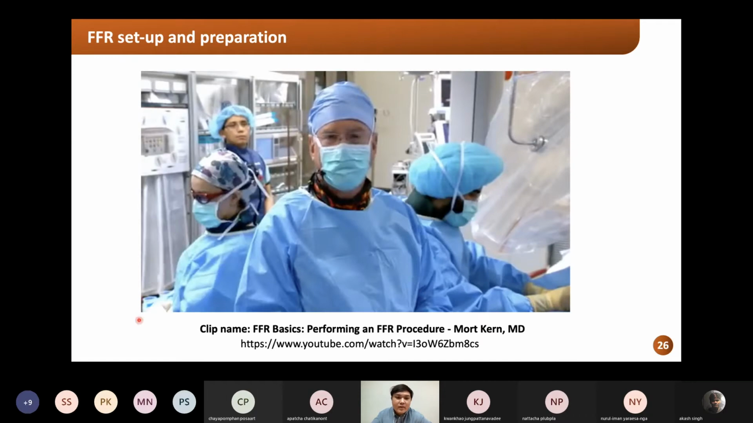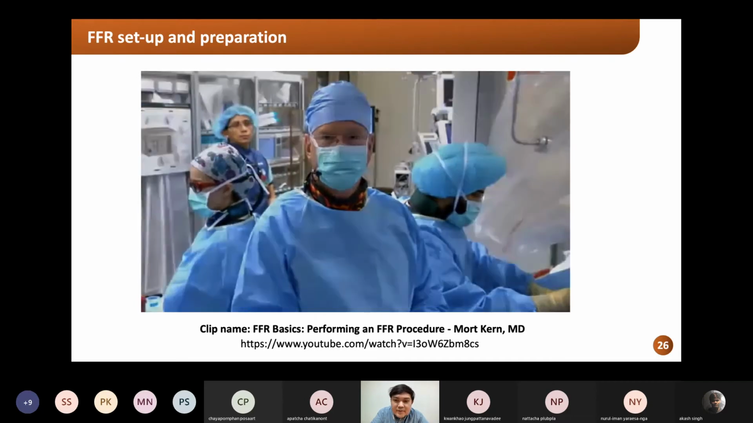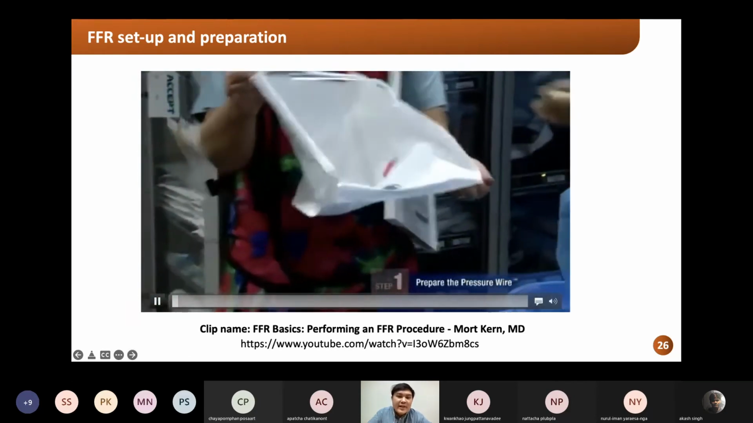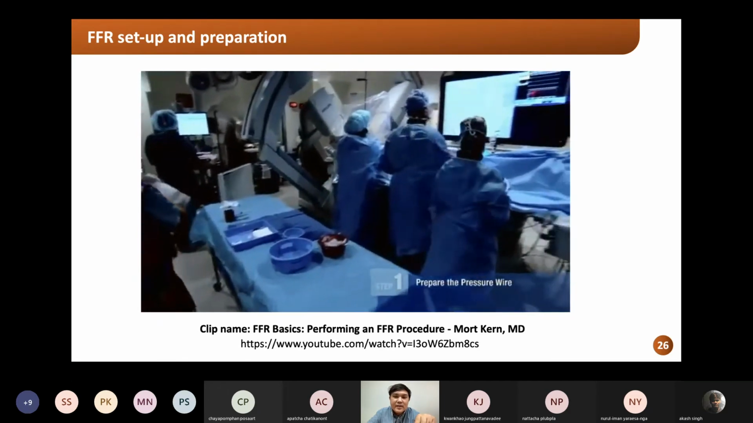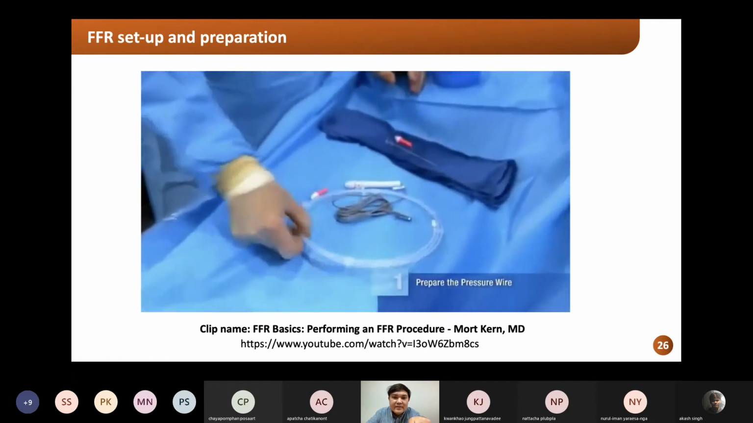And here is some FFR setup and preparation. I'm going to show you. Here is the pressure wire, right? And you can see that the circulating nurse will serve this with sterile technique, and the scrub technician already received this guide wire.